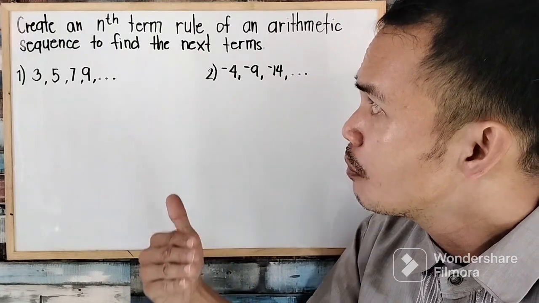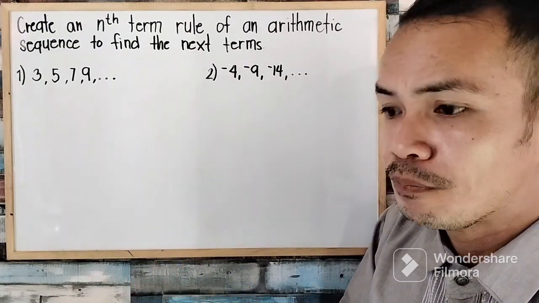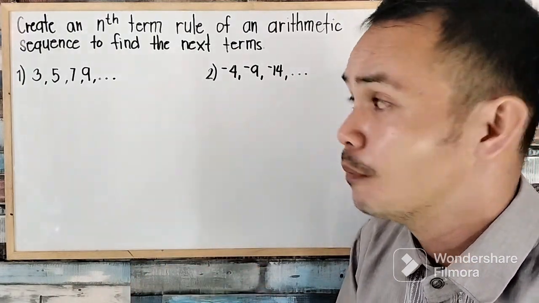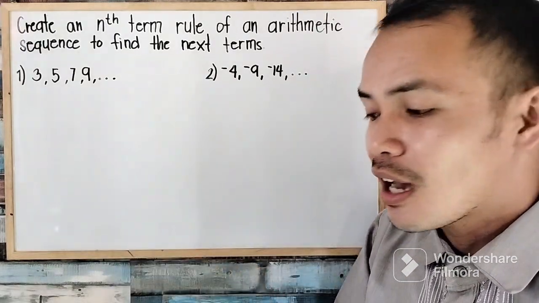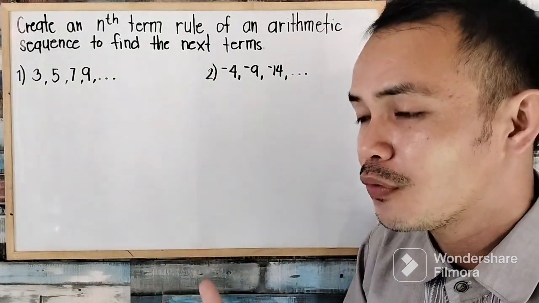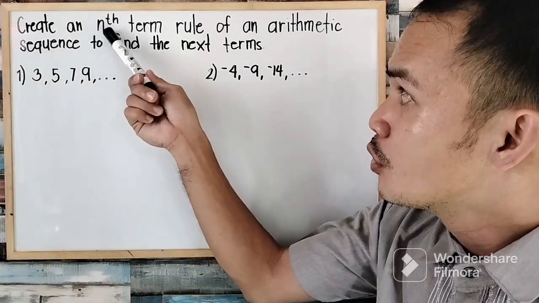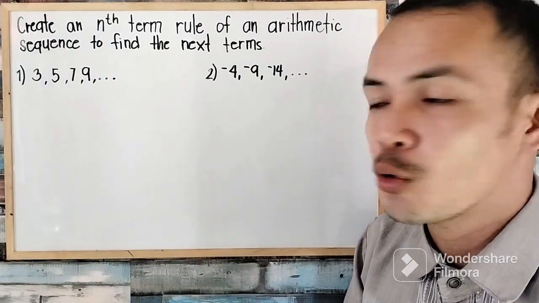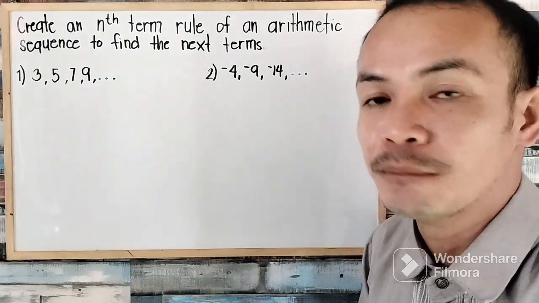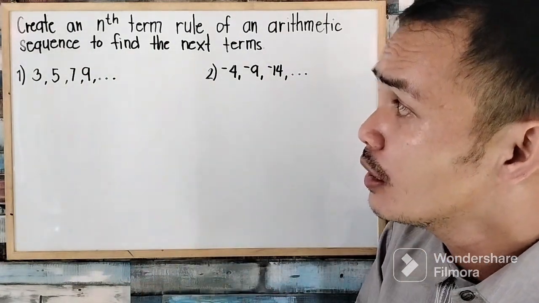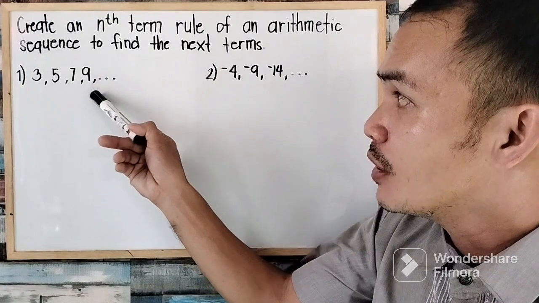Pero ano ba yung importance ng n-term rule? Malalaman natin yung n-term rule is di mo na kailangan pagdaanan yung mahabang process. Let's say for example, if you want to know the 50th term of a particular sequence, you will use the n-term rule. Okay? Kung baga yung formula na yung gagamitin natin. So we have example number 1, 3, 5, 7, and 9.